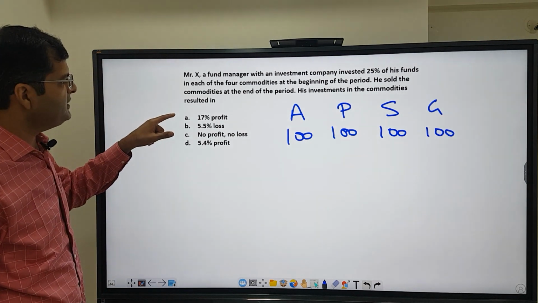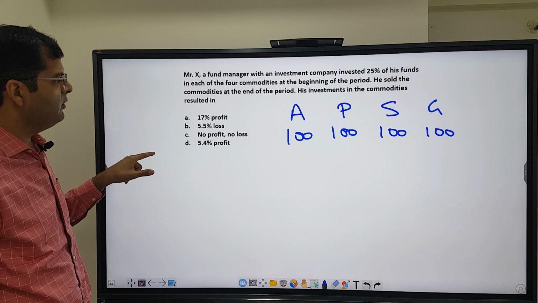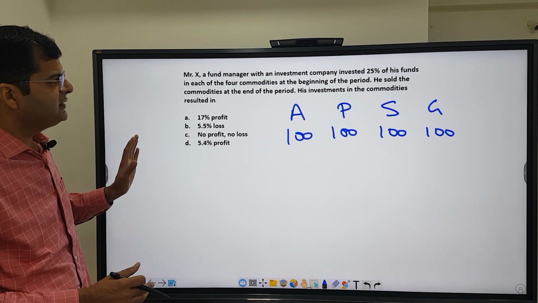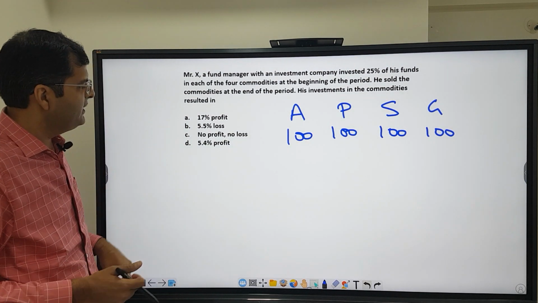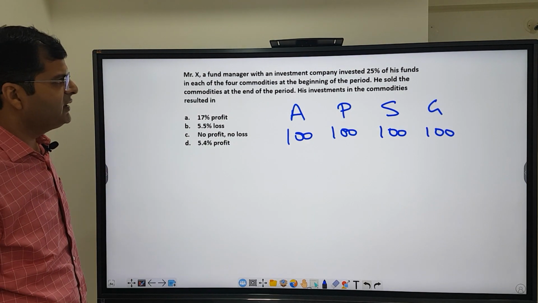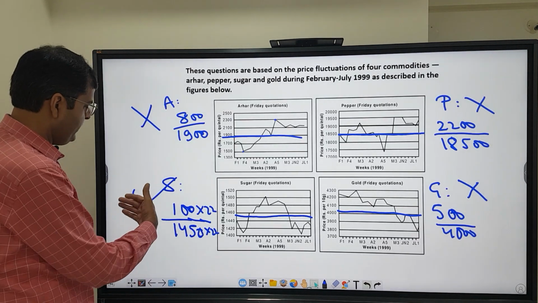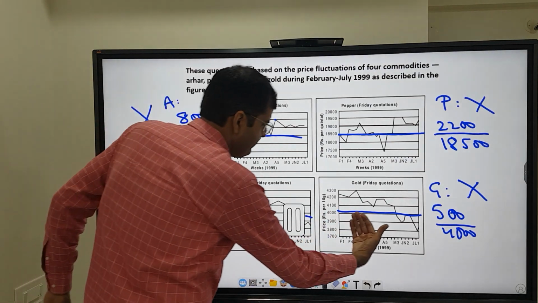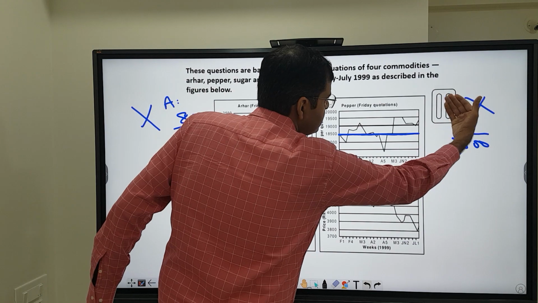Now the options are very far away: 17% profit, 5.5% loss, no profit no loss, 5.4% profit. So I can make certain assumptions and try to find a ballpark answer, and then we can figure out the answer from there. So now here I'll rub all this off. Investing 100 rupees in each of them, let's see the percentage return that the person gets.